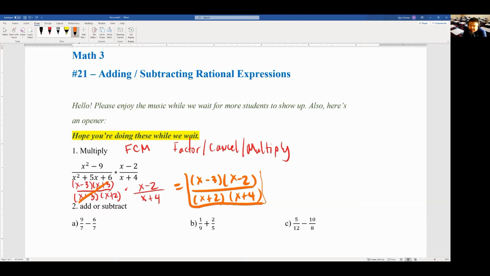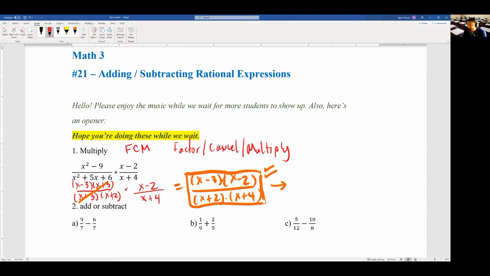I know the last step says multiply it out, but honestly, you don't need to. You are technically still multiplying them by smashing them together like so. But we don't want you to multiply it out. You could if you wanted to, but this is a fine answer.